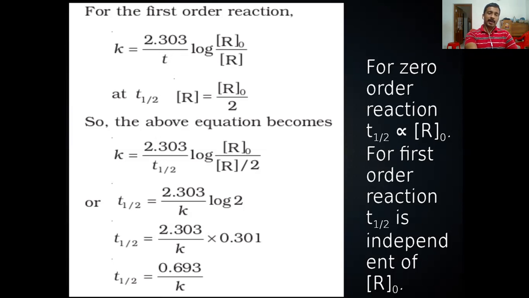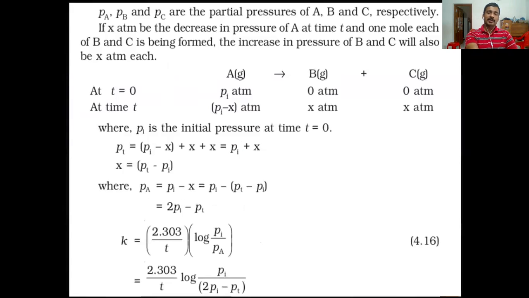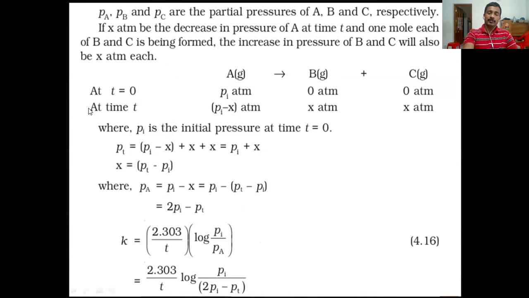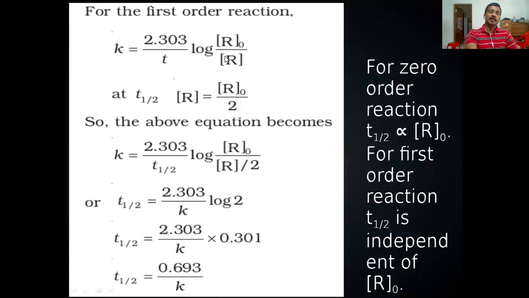In the case of first order reaction, as we mentioned, when T changes to T half, what happens? Initial concentration will be reduced to half of initial concentration. That means R will become concentration R0 divided by 2. So substitute the values. K is equal to 2.303 divided by T half log R0 divided by R0 by 2, not R by 2, R0 by 2. Here it is a mistake. Or T half is equal to 2.303 by K log 2.